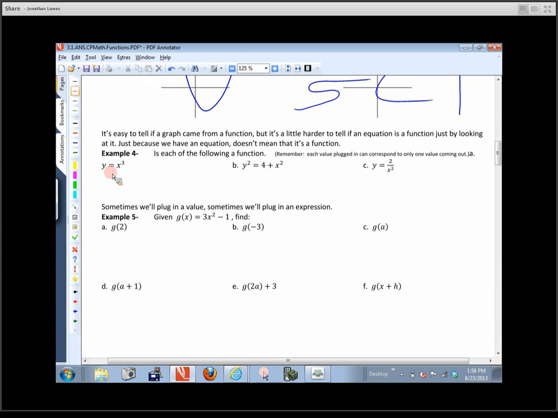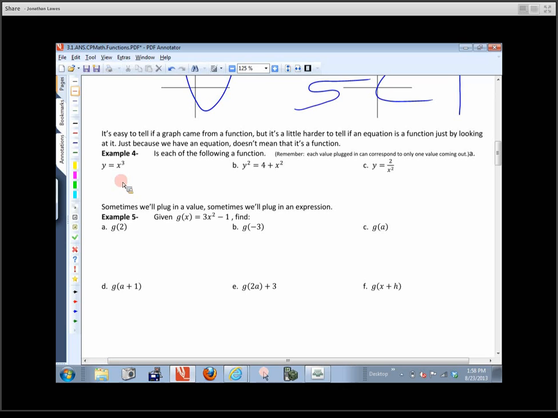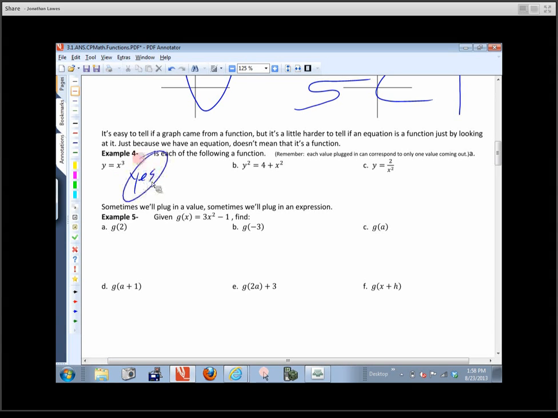If I plug in, let's just pick a number at random, okay? Walker, be kind of nice, pick a number for us. 2. If you plug in a 2, what do you get? You get an 8. Is there any chance you get anything other than an 8 when you plug in a 2? Nope. So that's a yes. That's going to be a function.